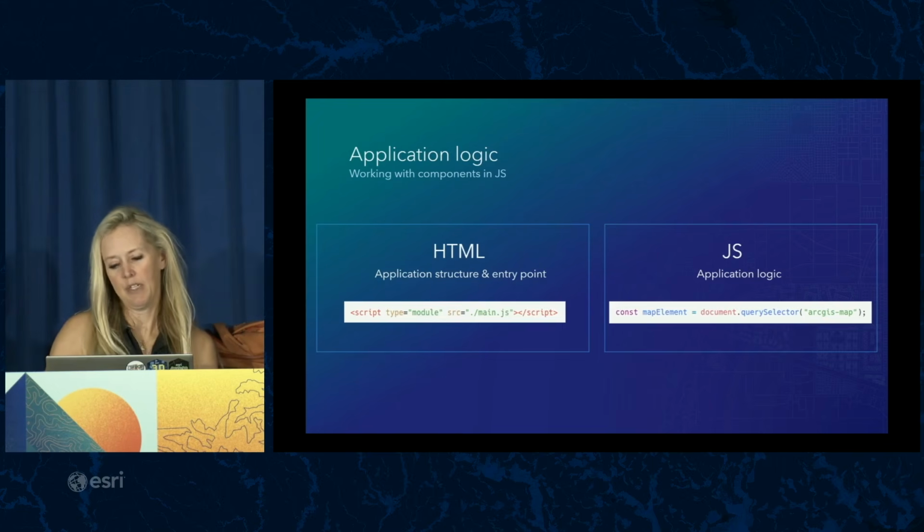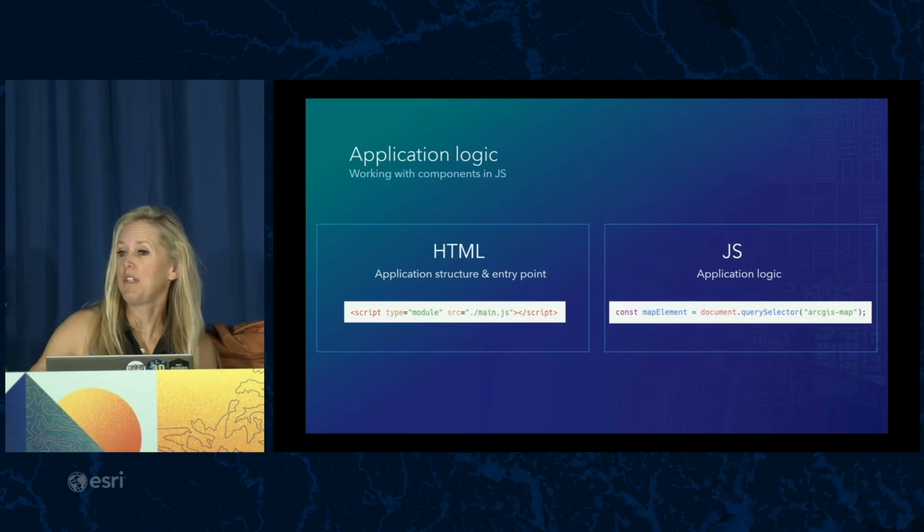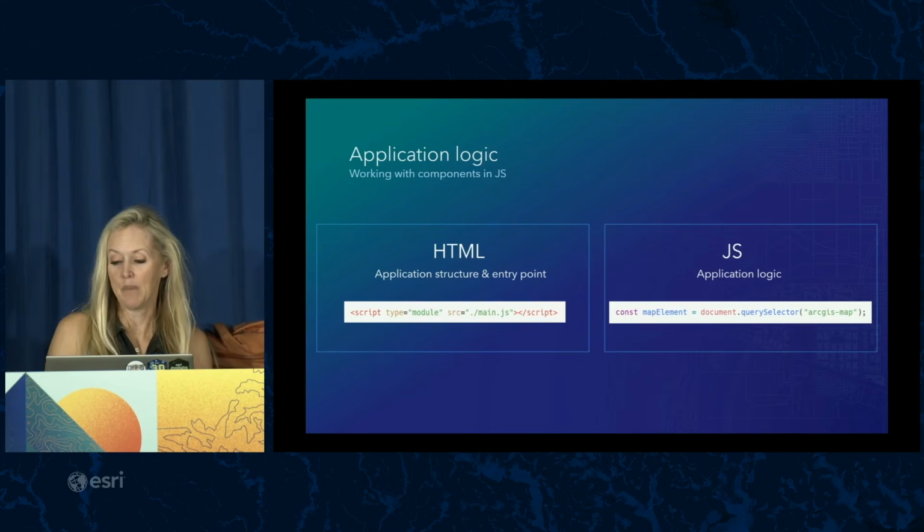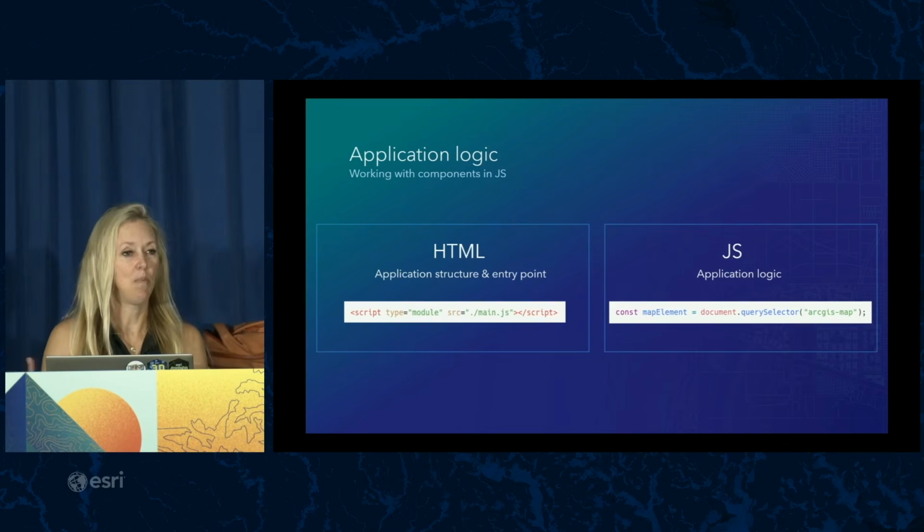Then in JavaScript, you're going to want to work with your components, and that should look pretty familiar. If you've worked with a button before and you want to do something within JavaScript, you basically get it from the DOM, either by the type or by the ID, and then you can start doing things with it.